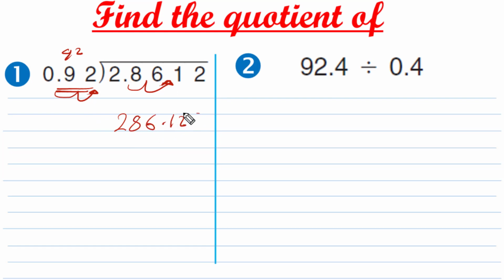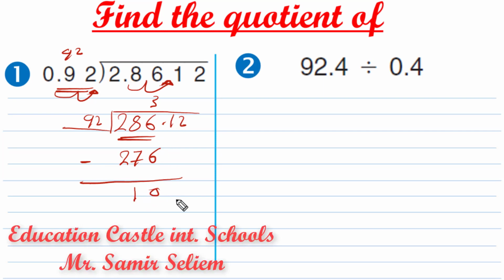286.12 divided by 92. Take the first 2 digits, it will be 28 divided by 92. It doesn't work, so take the first 3 digits, it will be 286. You have to try 3. 3 times 2 equals 6. 3 times 9 equals 27. We have 276. Draw a line and subtract. The difference will be 10. What's next? Just bring down the next digit and don't forget to insert the decimal point in the quotient.